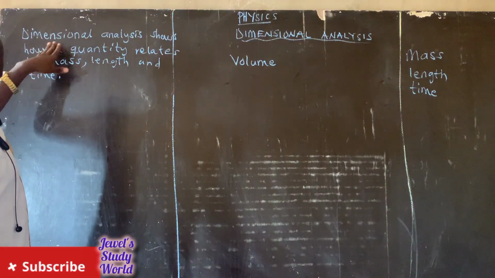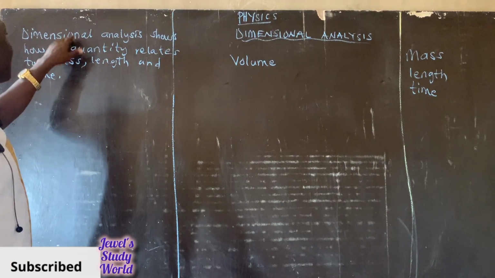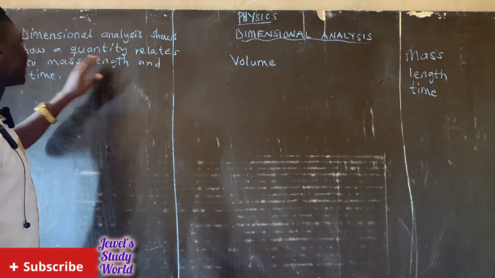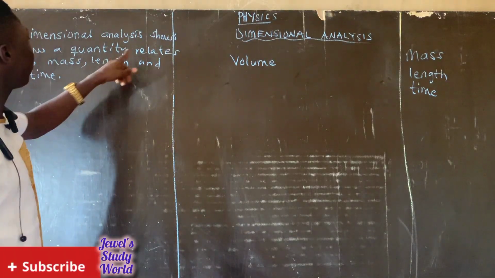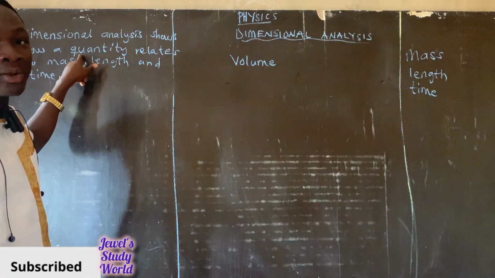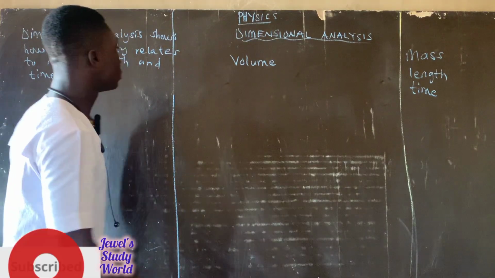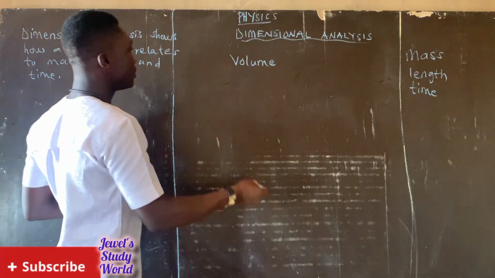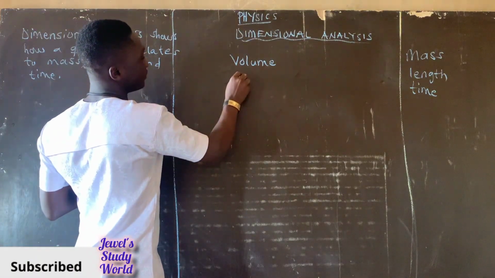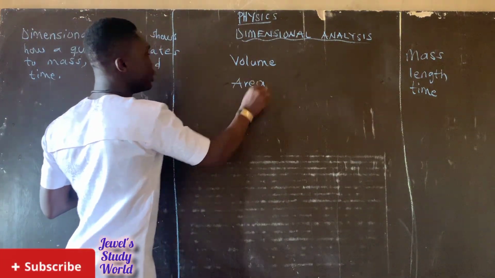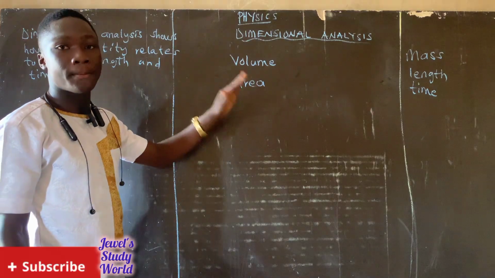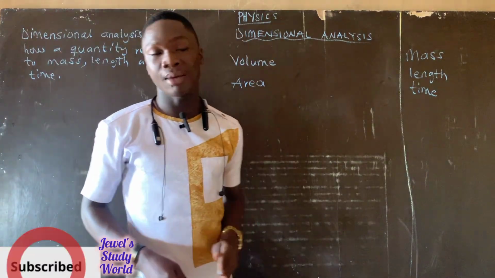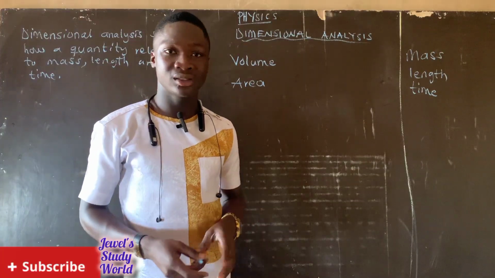So we are saying that dimensional analysis shows how a quantity relates to mass, length, and time. Let's say the quantity here is volume. It shows how this volume relates to mass, length, and time. Let's say we have a quantity like area. It shows how this area relates to mass, length, and time. That's it.